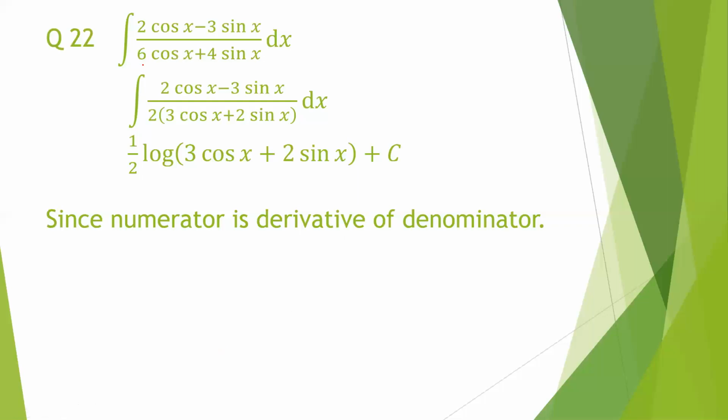See this question. What is common here? 2. Now see these two parts. What is the observation? The derivative of 3 cos x minus 3 sin x, 2 sin x, 2 cos x. So the numerator is the derivative of the denominator. So the answer is half log of denominator.